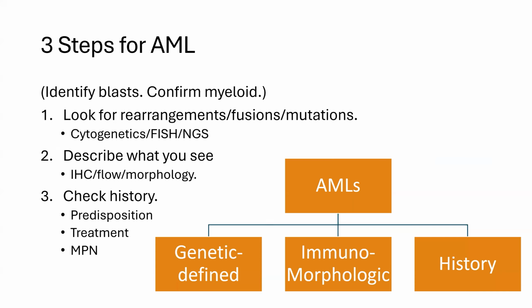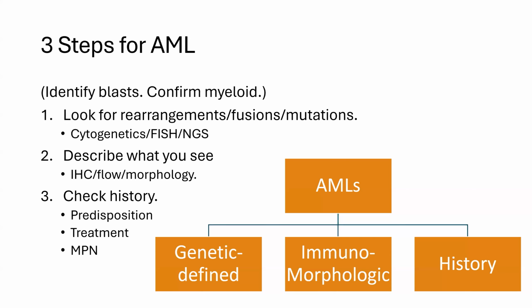If there are no characteristic or defining features within those reports, then simply describe what you see by immunohistochemistry, if you have a core biopsy, or flow cytometry, or morphology. Step three, if there's nothing specific there, check the history to see if there are any genetic predispositions, whether they have been treated previously for carcinoma or solid tumor, or if there is a history of a myeloproliferative neoplasm.